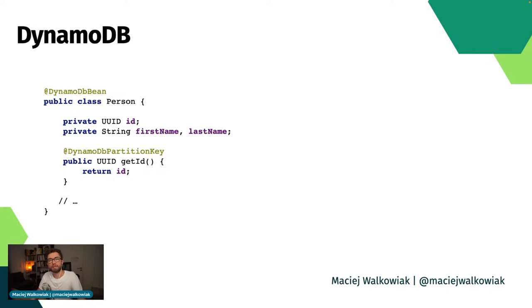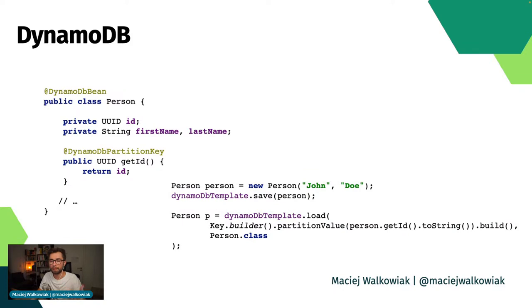So if you are familiar with JPA, it looks a little bit similar. You annotate your classes with annotations from the DynamoDB enhanced client. And then with a DynamoDB template, you can have simple CRUD or search operations. What Spring Cloud AWS does automatically for you is also register a table schema and provide a table name. So it's a little bit more convenient way than you would do with a regular DynamoDB client.